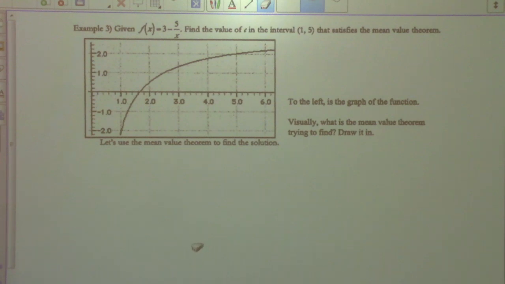Okay, here we have another problem. We have this function here. Find the value of c in the interval from 1 to 5 that satisfies the mean value theorem. So here's one for you to work on. What's the step you take?